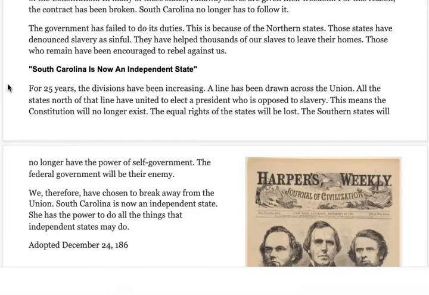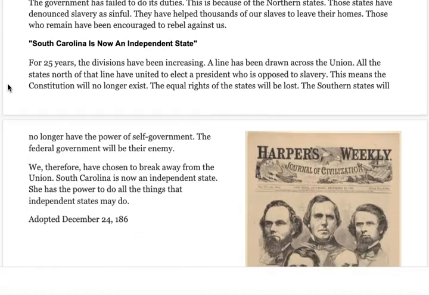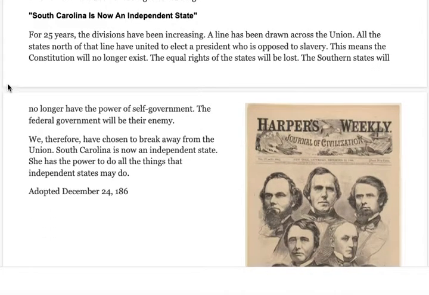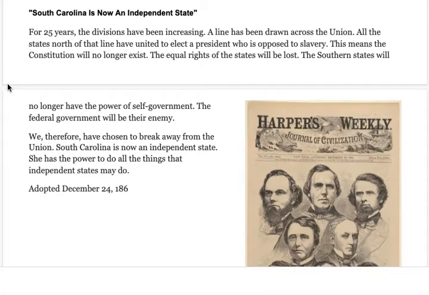The states have denounced slavery as sinful. They have helped thousands of slaves to leave their homes. Those who remain have been encouraged to rebel against us. South Carolina is now an independent state. For 25 years, the divisions have been increasing. A line has been drawn across the Union. All the states north of that line have united to elect a president who is opposed to slavery.